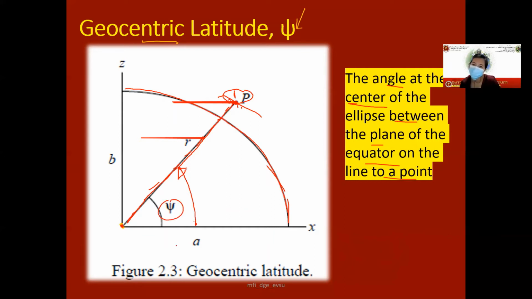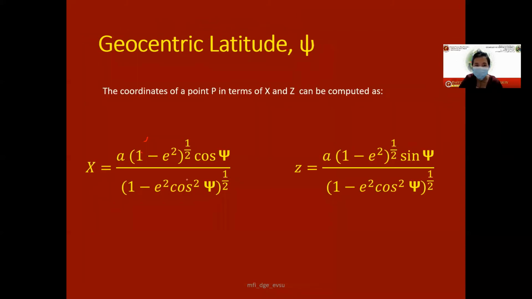So take note, your geocentric latitude is measured from the equator to the line on the projection of a point on the surface of the earth. Okay? Again, this is 0, 0 here. So meron kang point sa earth, diretso ka sa center ng earth, and then you read the angle from the equator. So that is the geocentric latitude. Okay, so that is the latitude that we already know, that we refer to the center of the earth. So let's move to the next latitude.